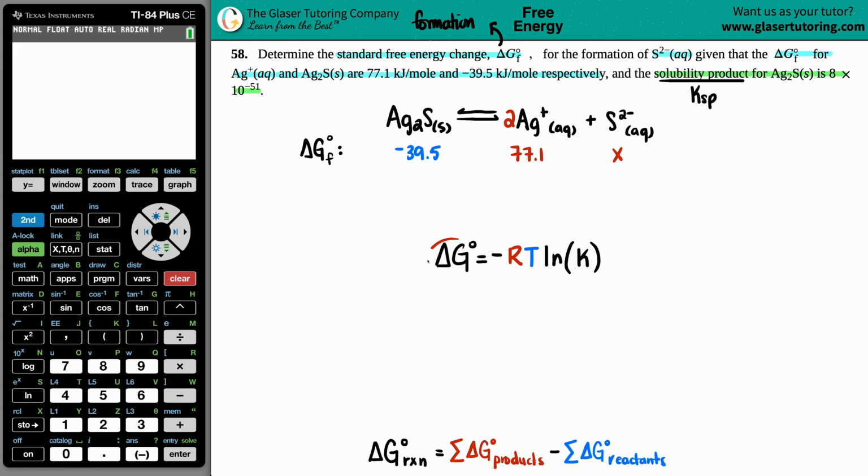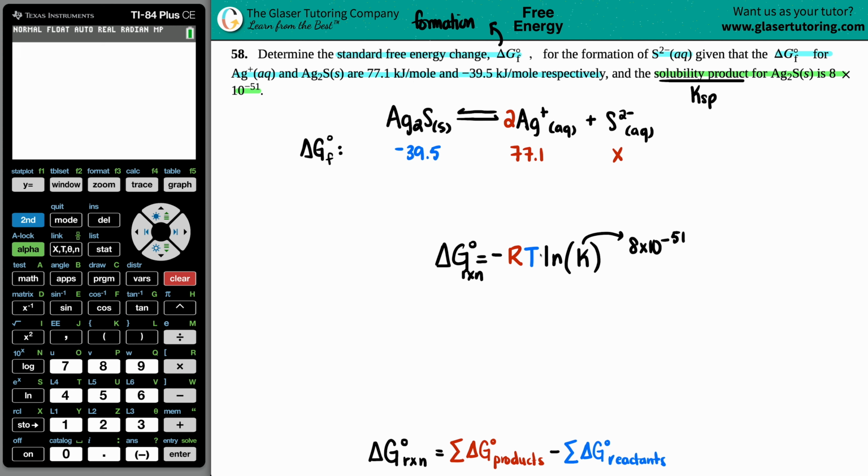Because this delta G naught, that's for your overall reaction. And it's linked with an equilibrium constant. Now this K value, capital K, could be any K value. Could be a Ka, Kb, Kc, it doesn't matter. In this case, they gave you the KSP. So that's good enough for me. So the K value is 8 times 10 to the negative 51.